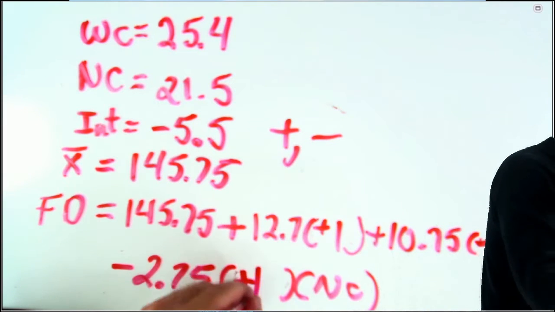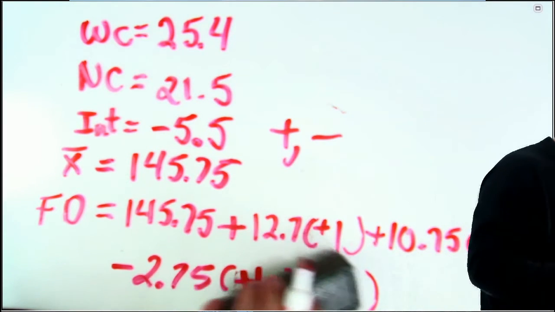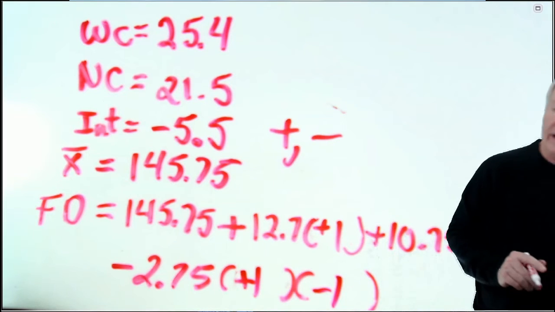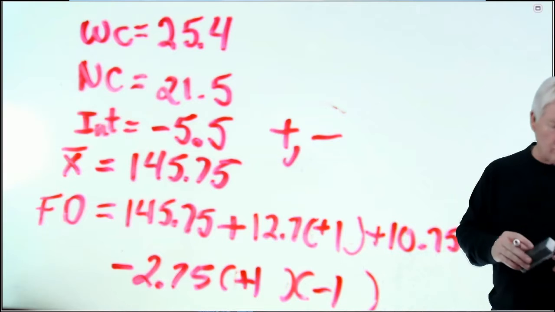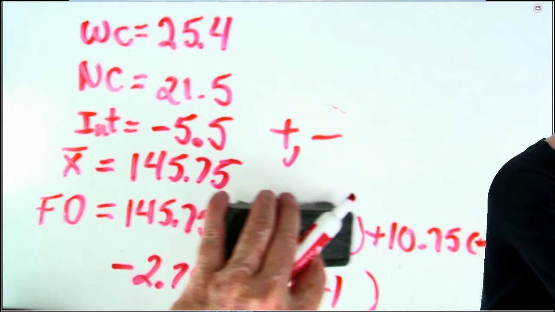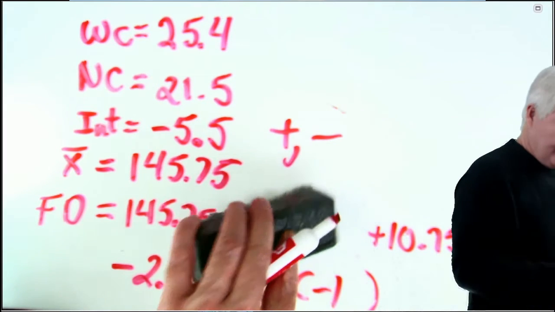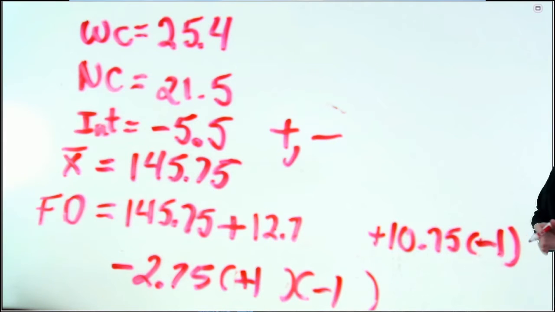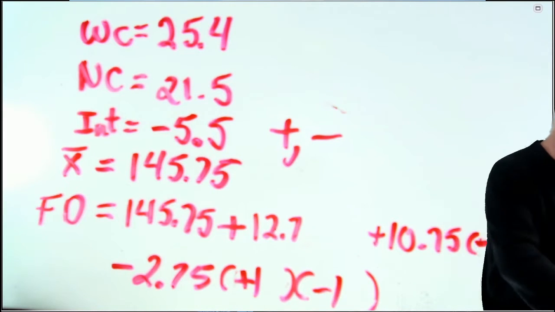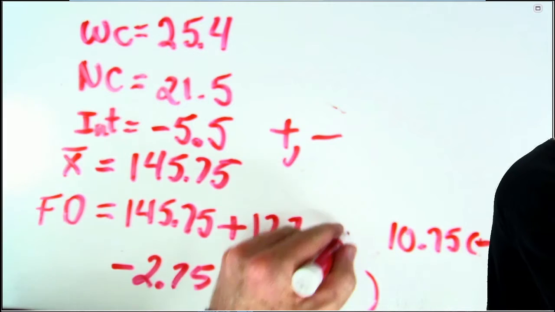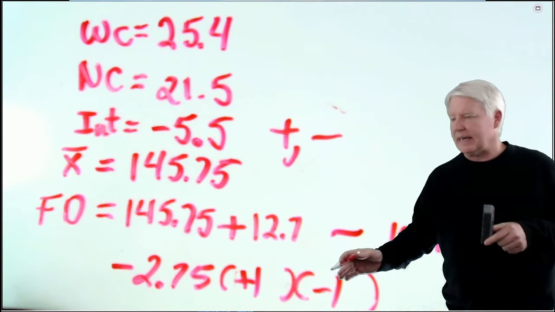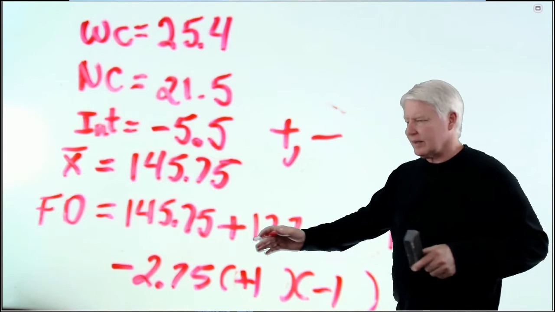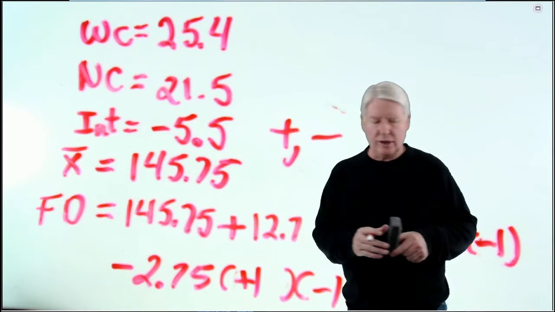Positive 1, negative 1. All right. Now let's rewrite it. Of course, 1 times something is that number, so I can just take that out of there. And 10.75 times a negative 1 is going to make this negative. So I'm going to put a negative. You're going to subtract that. And a positive times a negative is a negative. And this is already a negative, so it's going to change it to a positive.